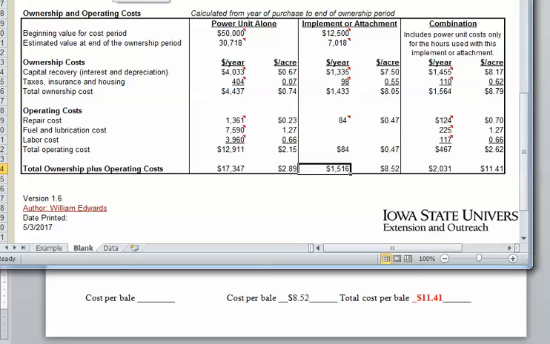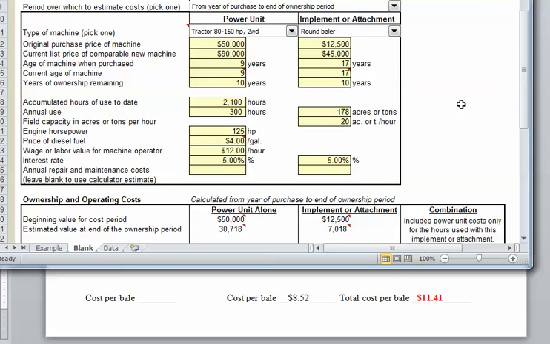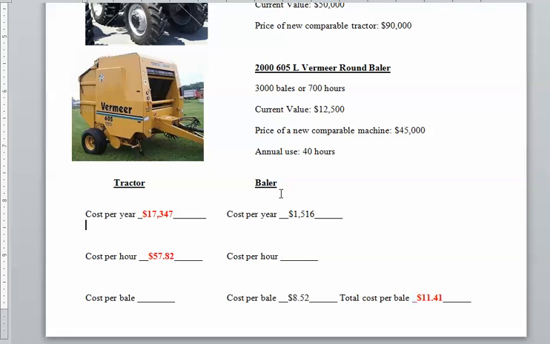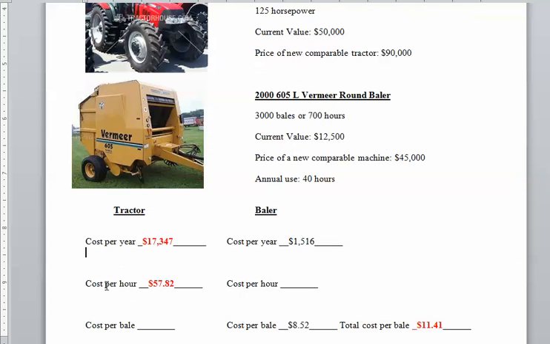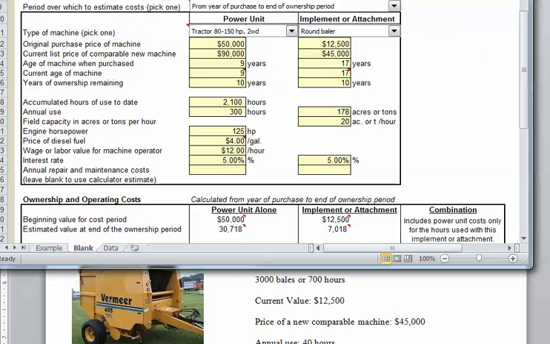So yeah, that's the importance of understanding this spreadsheet. And just like this example, we figured out our cost of owning this baler and baling our own hay, and it looks reasonable, and therefore we can justify or at least make a good decision based on that knowledge. So hopefully this makes sense to you.